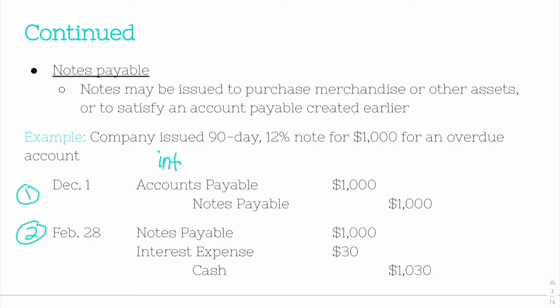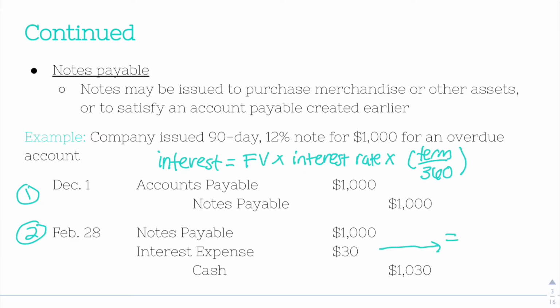So if we remember, we calculate interest as the face value of the note times the interest rate times the term divided by 360. So in this case, it would be the face value of $1,000 times the interest rate of 12% times the term of 90 days divided by 360, and that gets us the $30 interest expense. So we debit interest expense for $30, and then we're going to credit cash for the full value we're paying off, so that is the $1,000 face value and the $30 interest expense. So we credit cash for $1,030.